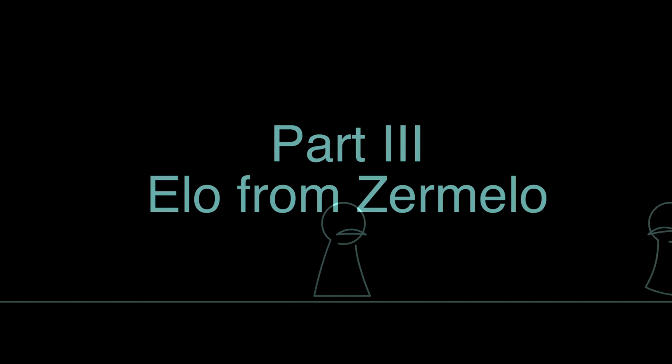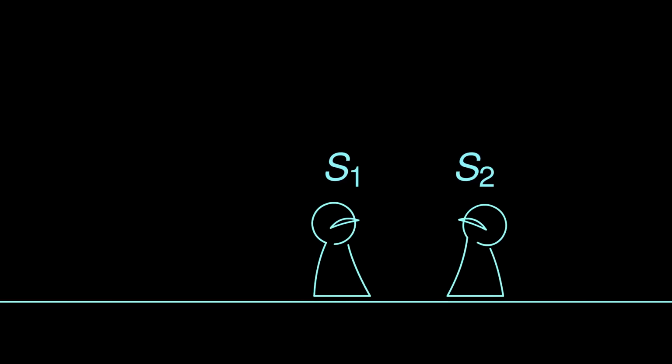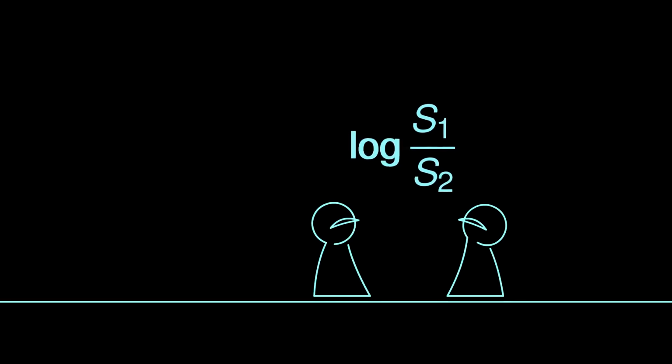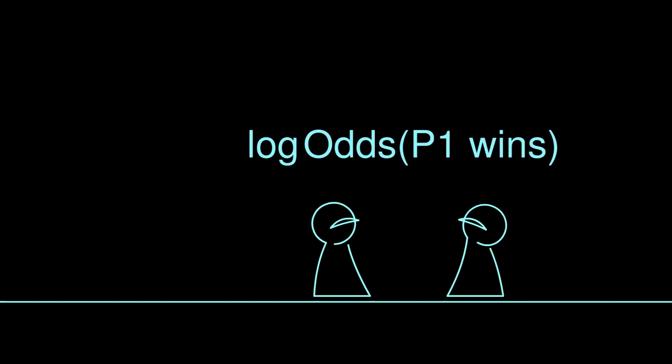Zermelo's model has this intrinsic multiplicative structure which we call odds transitivity. We can transform this multiplicative structure into an additive one by taking a logarithm. If instead of talking about the strengths of the players, we talk about their log strengths, then the difference between the log strengths of two players is equal to the log of the ratio of their strengths, which, by the definition of the Zermelo model, equals the log odds of the first player winning.